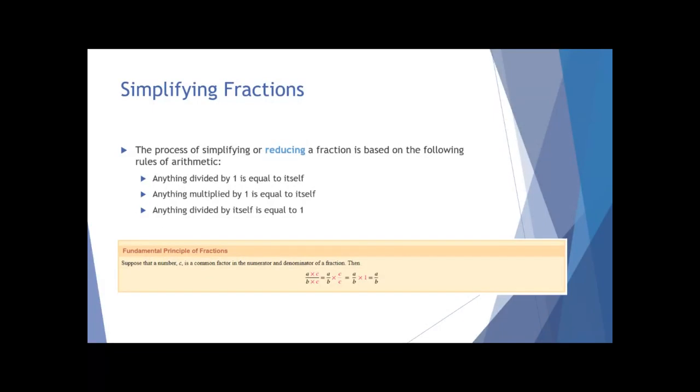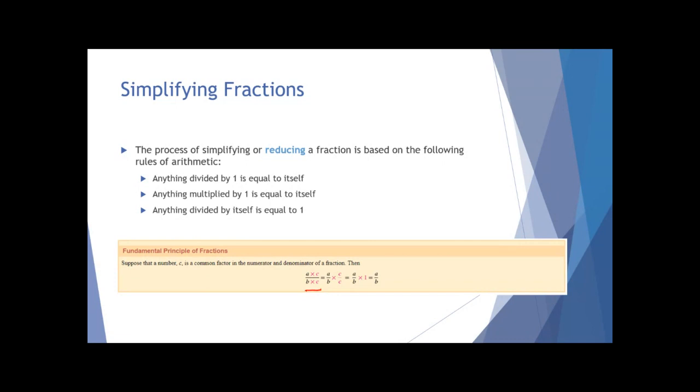And so this is from the textbook. This is the fundamental principle of fractions. It says, suppose the number C is a common factor in the numerator and denominator of a fraction. So let's break that down. Common factor means that it's in both the top and the bottom, and it's a factor, which means it's multiplied. So you can see that's what we get in this first. We have A times C and B times C, and the book's using the X, and I hate that they're doing this because it's just going to confuse you later, but our textbook's using X.